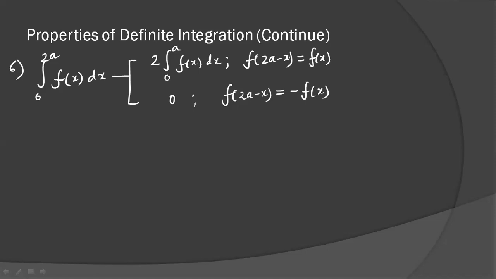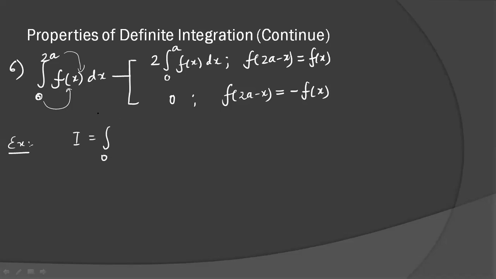We can break the limit 0 to 2a as 2 times 0 to a when f of 2a minus x is equal to f(x). When it is equal to minus f(x), the value of the integration is 0. This property is very useful when the value of the function at the upper limit and lower limit is the same. 99% of cases this property is used when the value of the function at the upper limit and lower limit is the same, then this will help us.